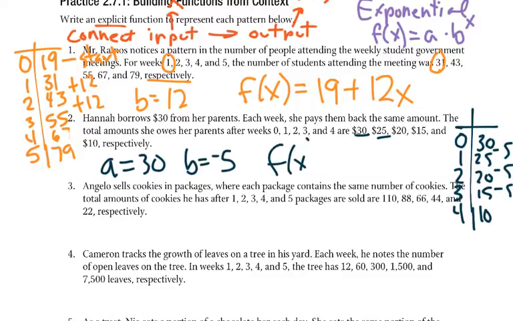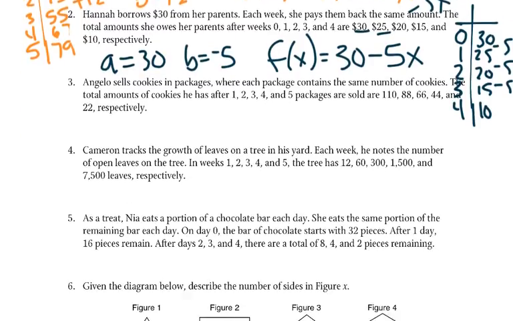So we go f of x equals our start number, and then this time minus our growth times x. Now you could write these all backwards and go negative 5x plus 30, same thing. Or 12x plus 19, same thing. Alright, 3.